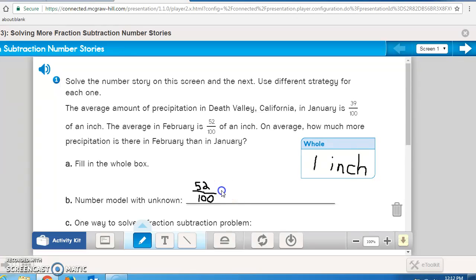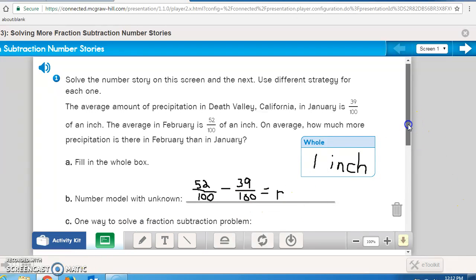We're trying to see how much more it is in February than in January, so we're subtracting 39 hundredths to get our answer. But we don't know for sure what it is yet, and since we're talking about precipitation, I'm going to put R as the unknown for rain. Now, you could put some other letter. It really doesn't matter.